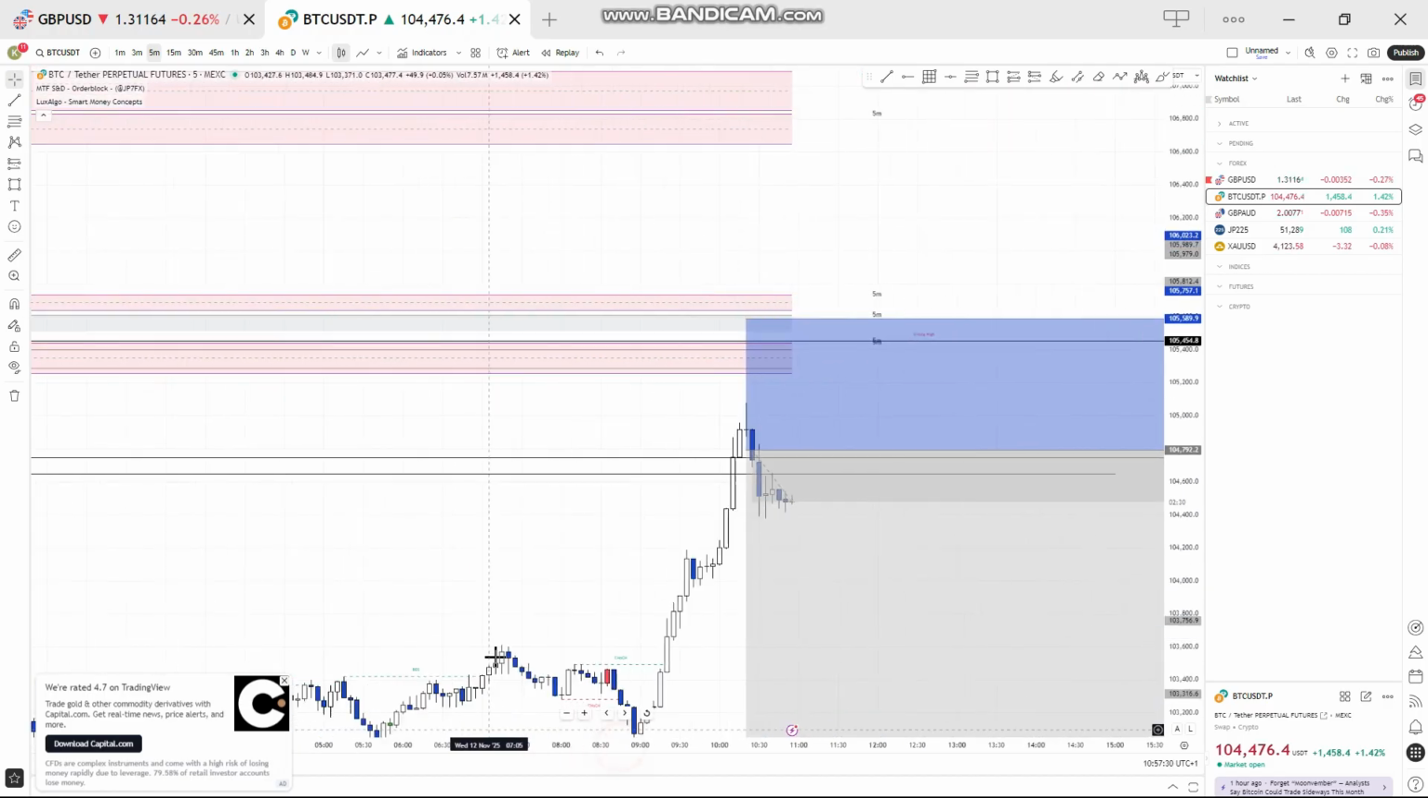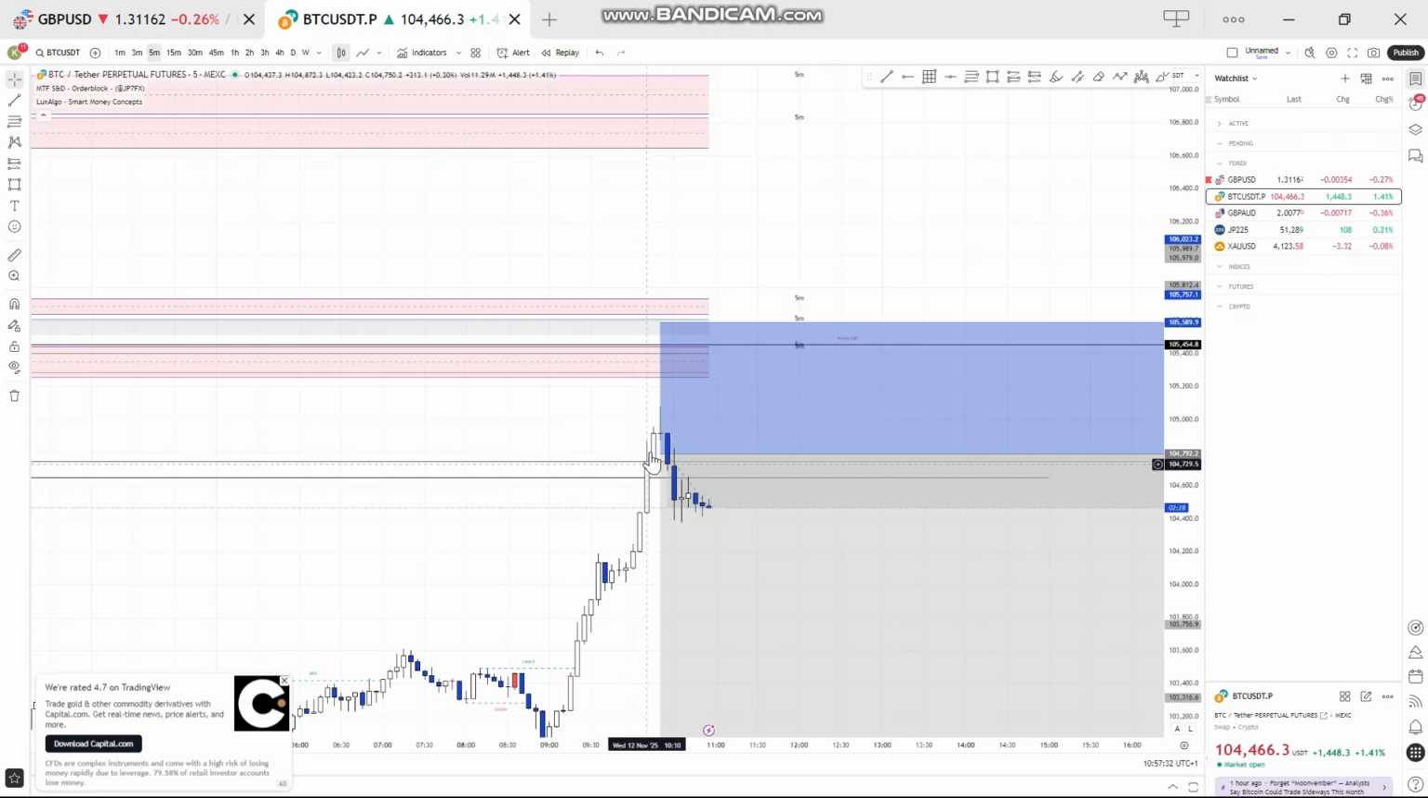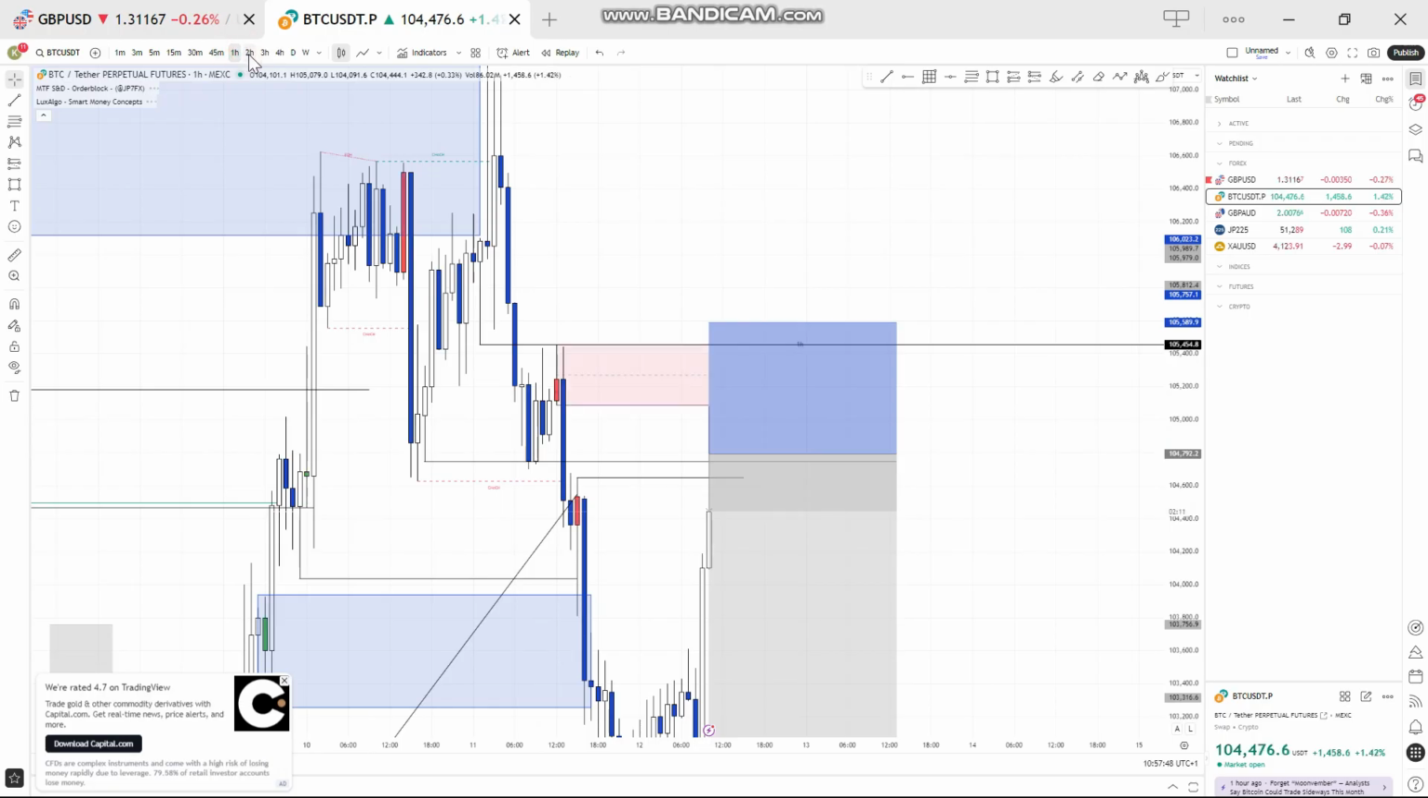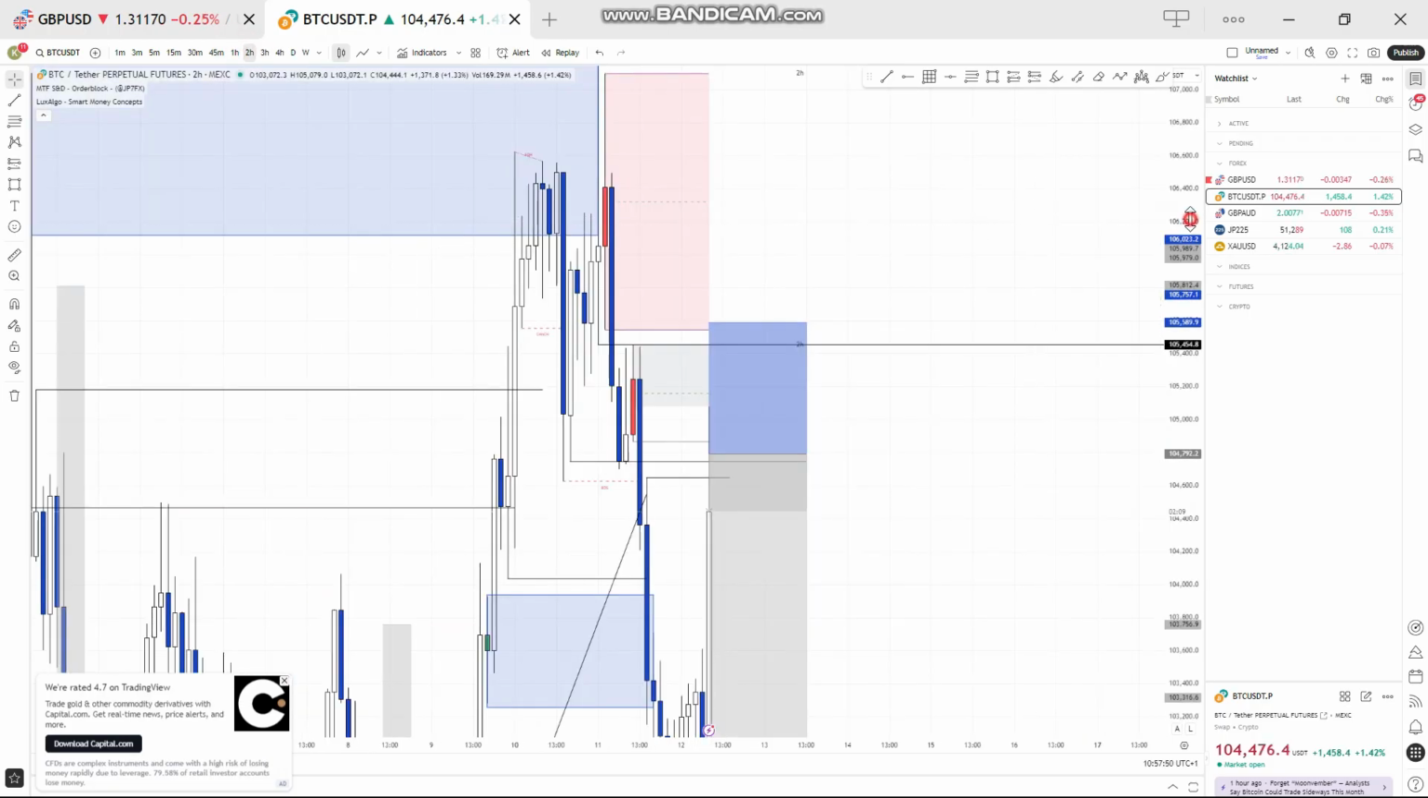So as you notice, this was an evening star. On the close of the evening star, I got in from here. My stop is still my original stop though. If I wanted to go crazy, this would be my stop, but yeah, let's just go like that. So that's what we have.